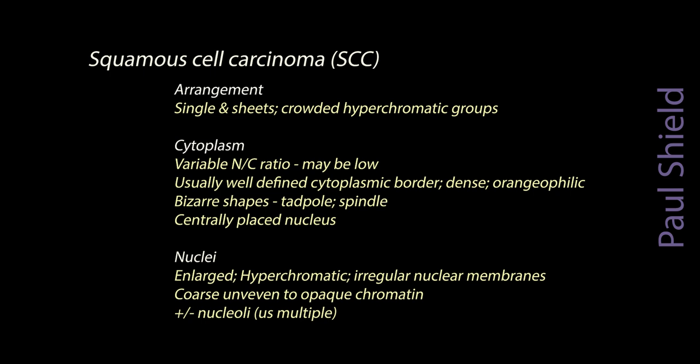Cytoplasm, especially on the more differentiated cells, is very squamoid, so it's got a well-defined border to it, it's dense, and it can be extremely refractile and orangiophilic. Often you'll see bizarre shapes, tadpoles, spindle shapes. The nuclei tend to be centrally placed unless it's a weird chordate cell. Nuclei typically are variable, enlarged, hyperchromatic, and have irregular nuclear membranes, may be spindled in shape, and have coarse, uneven chromatin, and sometimes multiple nucleoli.